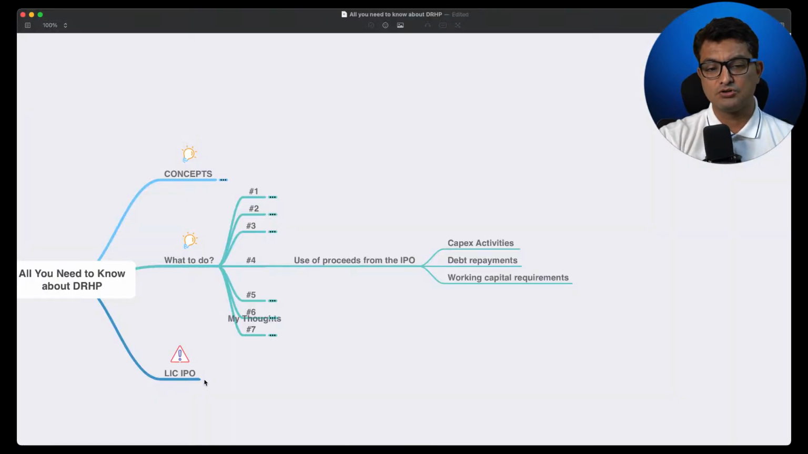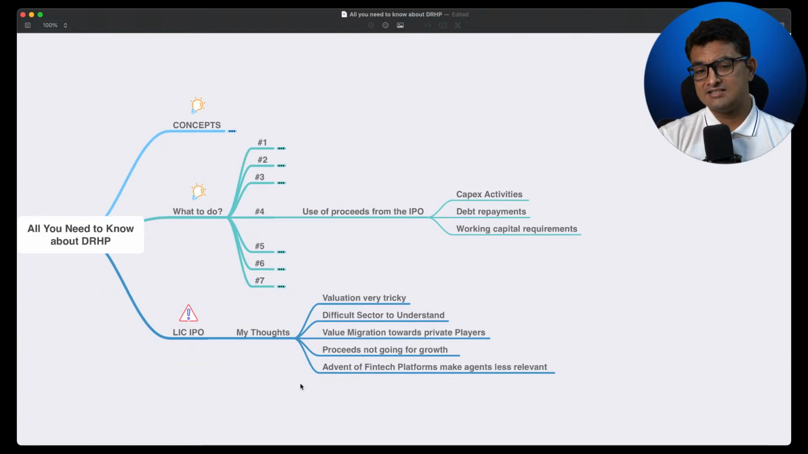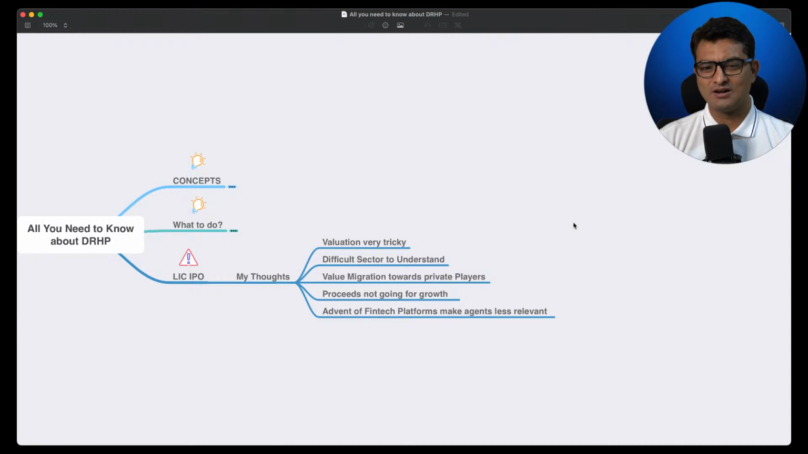Okay, so let's come to the LIC IPO view. My thoughts on the LIC IPO: first, valuation is very tricky because they have not even given the price to embedded value multiple, and price to earnings and price to book value is not a very efficient way to do it. It is a very, very difficult sector to understand. Okay, it took me so many years to understand the entire life insurance sector. It's very tough to understand this sector, so it's not for the common investor. It's very difficult for them to understand. So that is also one of the major challenges.